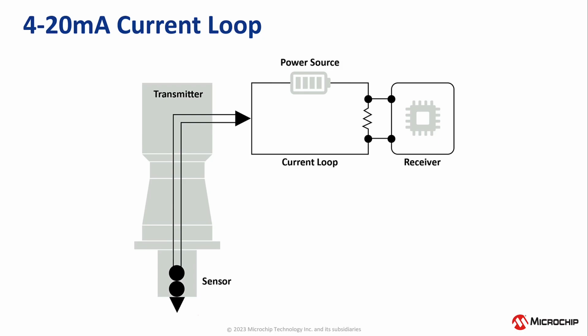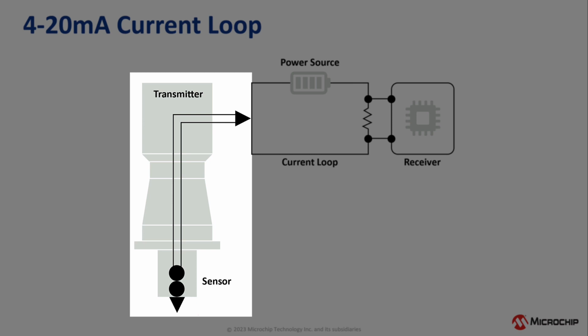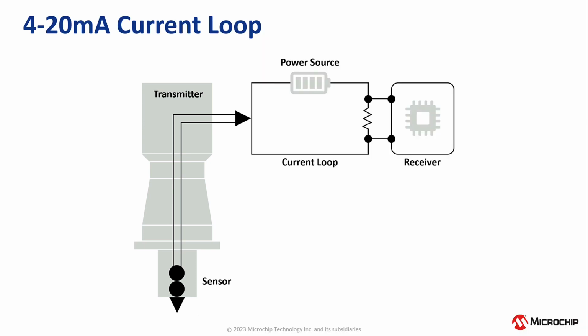20 milliamp basics. 4 to 20 milliamp loops consist of 3 to 4 main components: a sensor, which often contains the transmitter component too, a power source, and a receiver. The sensor and transmitter output a current between 4 to 20 milliamps, with 4 milliamps of current being the sensor's lowest measurement range, or 0%, and 20 milliamps being the sensor's highest measurement range, or 100%. When sensor measurements are taken, the transmitter adjusts the current in the loop to represent the respective signal value.